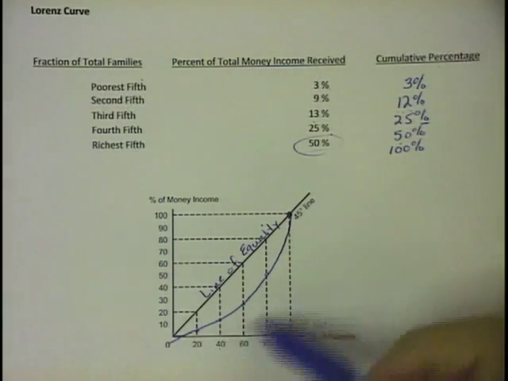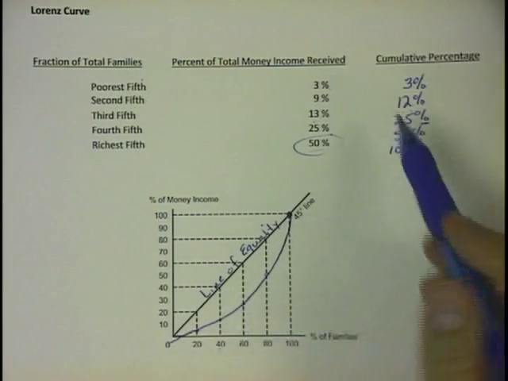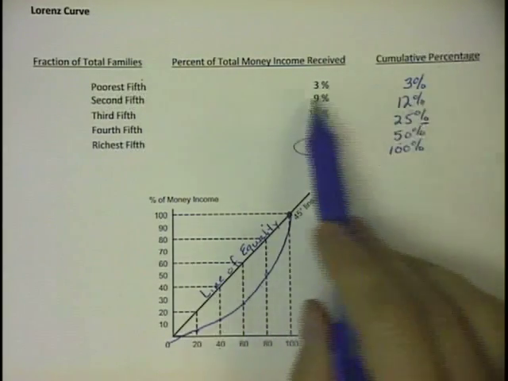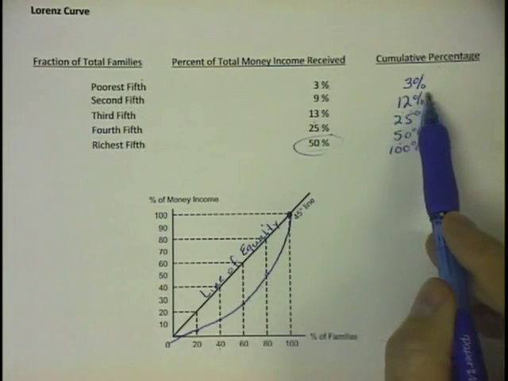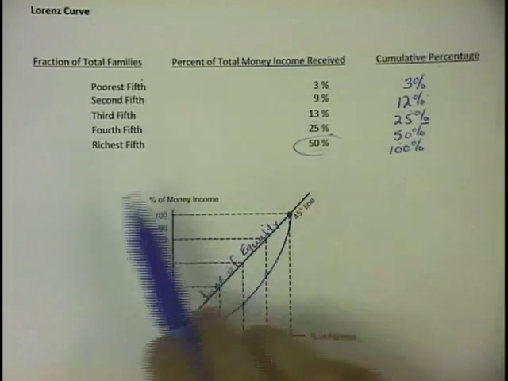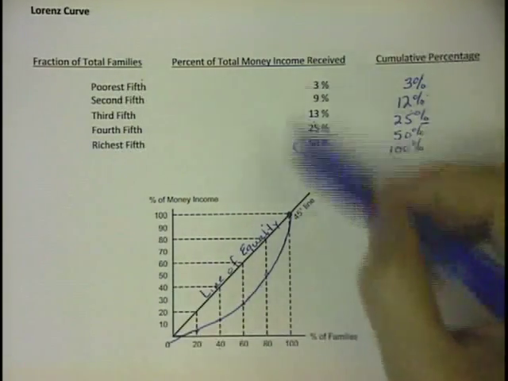So when you're creating your own Lorenz curve, make sure that you accumulate these. You do the cumulative percentages over here. You don't just try to plot these, they won't work.